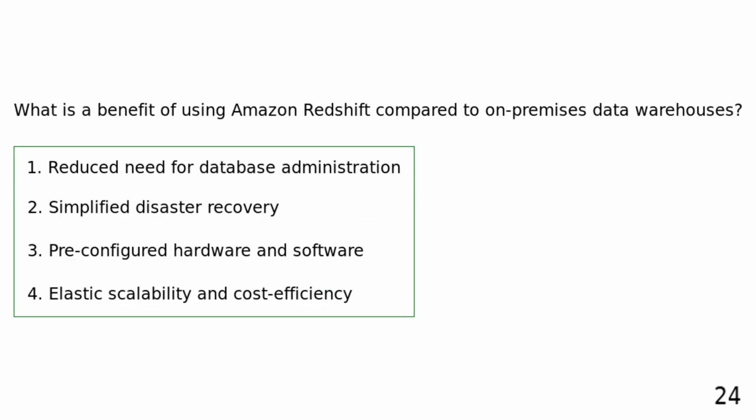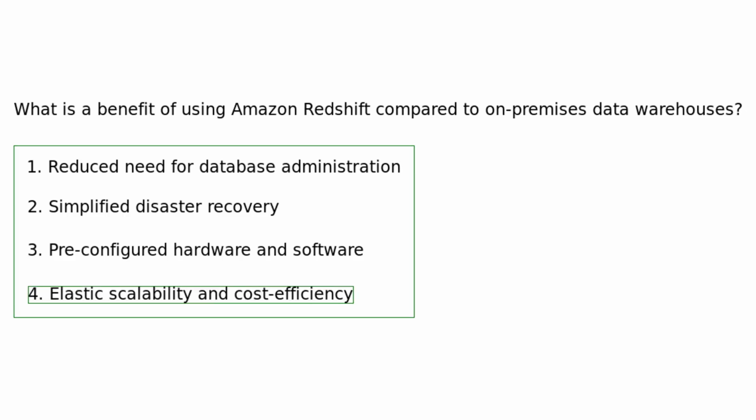What is a benefit of using Amazon Redshift compared to on-premises data warehouses? Reduced need for database administration. Simplified disaster recovery. Pre-configured hardware and software. Elastic scalability and cost efficiency. Redshift offers on-demand scaling and pay-per-use pricing, eliminating the need for upfront infrastructure investment.